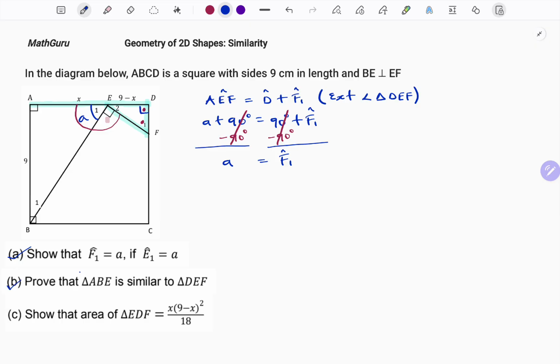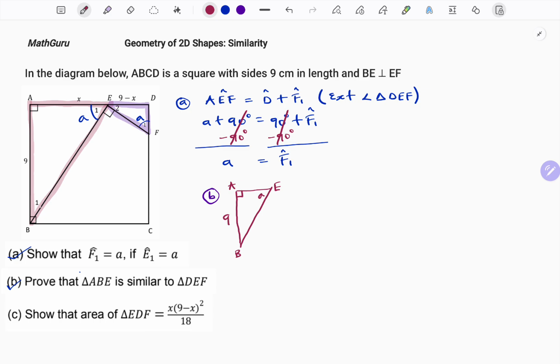The second part of the question says, prove that triangle ABE is similar to triangle DEF. To prove the similarity, I'm going to start by drawing out the two triangles. That's triangle ABE and DEF. So I start with the first one. That's my triangle ABE. I have A, B, and E. I'm going to fill in the values given. Because it's a square, the angle at A is 90 degrees. We've been given E1 to be A, and then my side AB, that's 9 centimeters, as shown.